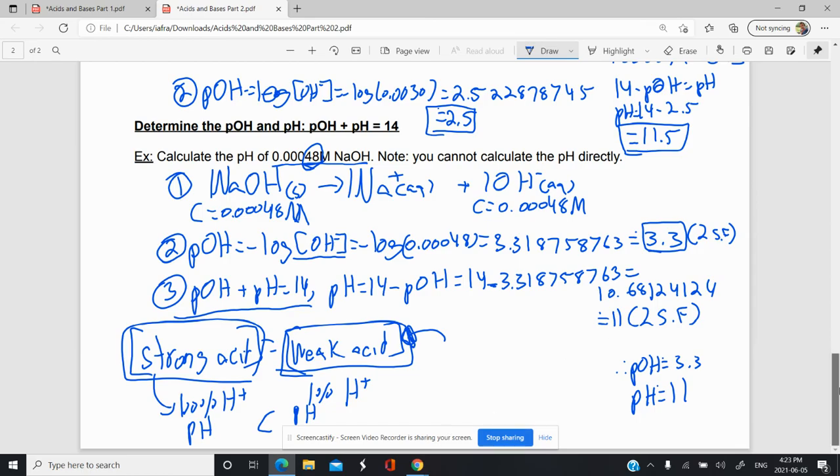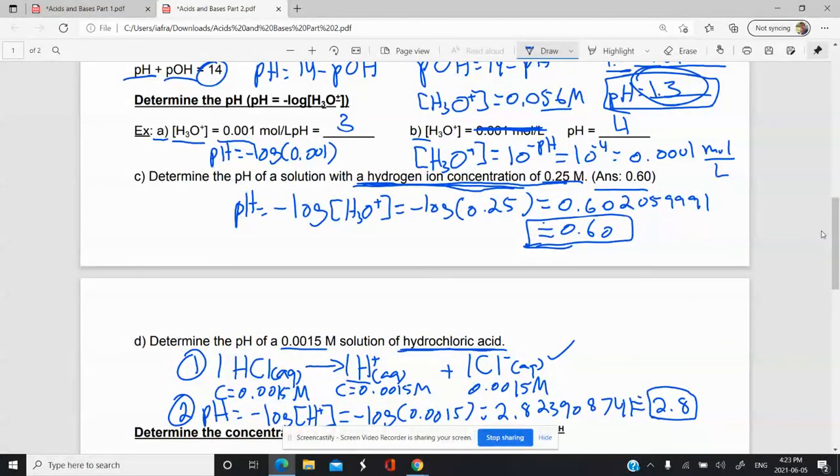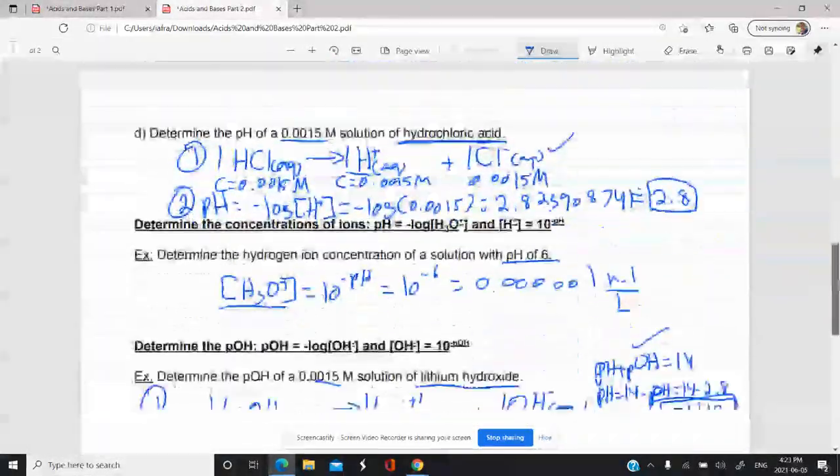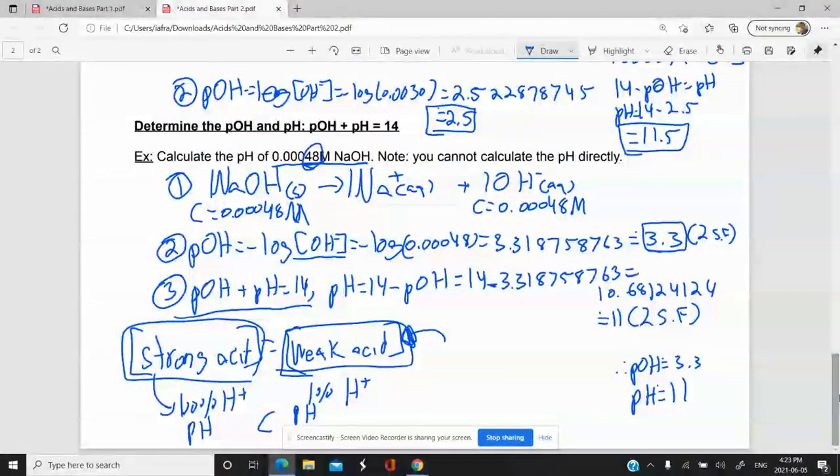That concludes our calculations for pH and pOH. Now you have a better idea as to how that works. Do make sure you practice your log function.